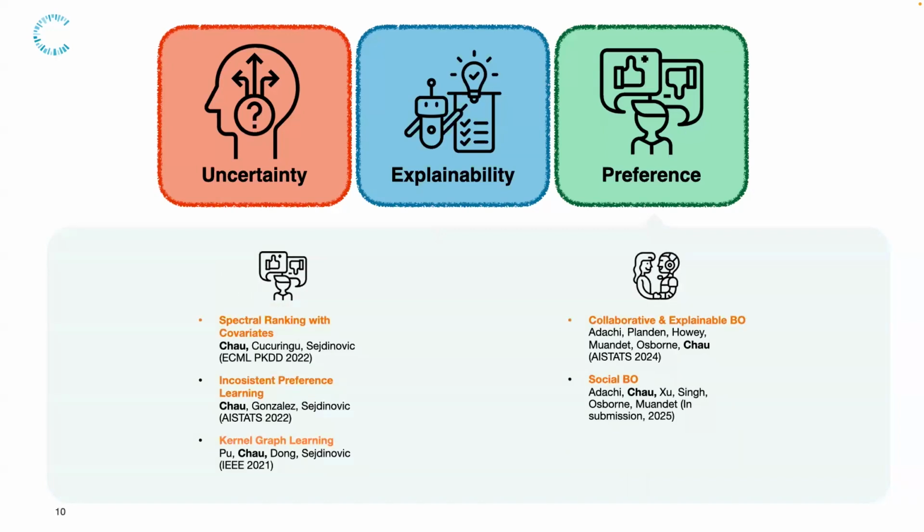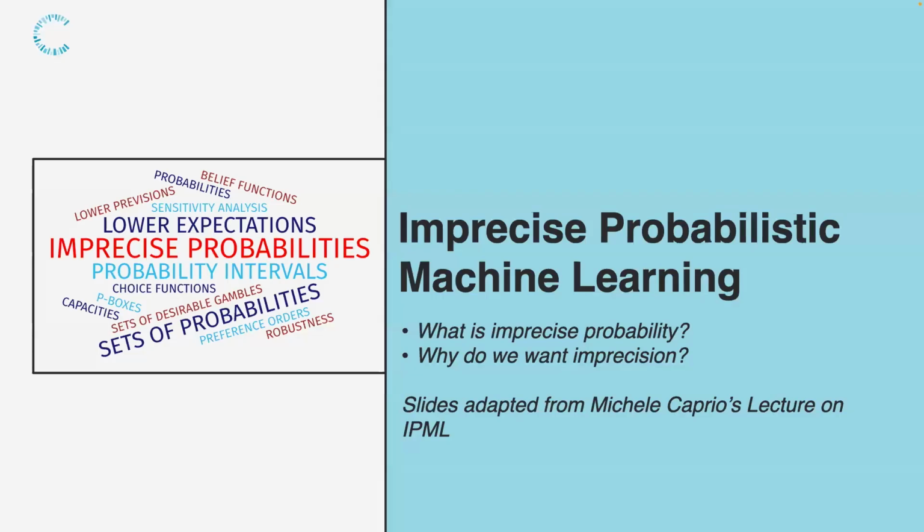Imagine you're doing some kind of experimental design, and you have some experts that can tell you this is a better choice than the other choice. Can you incorporate that into your experimental design setup? So that's kind of what's going on. Okay, so that's my research interest. But today I'm going to put on the imprecise probabilist hat and talk about this type of stuff called IPML.